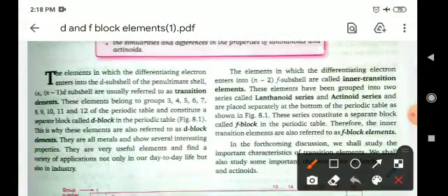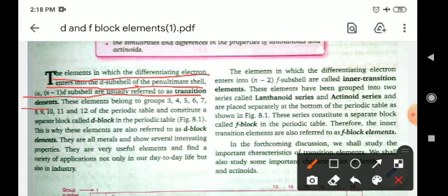What is the definition of D block elements? The elements in which the differentiating electron enters into the D subshell of the penultimate shell, that is the (n minus 1) D subshell, are usually called transition elements. These elements belong to groups 3 to 12 of the periodic table and constitute a separate block called the D block in the periodic table. This is why these elements are also referred to as D block elements.